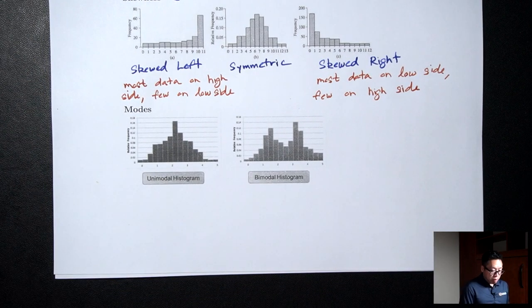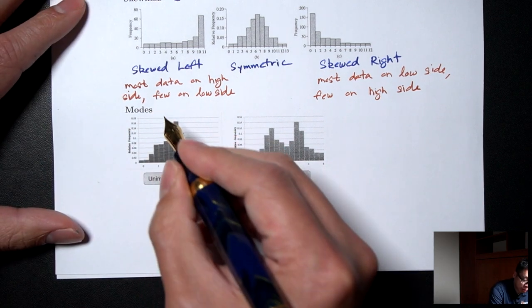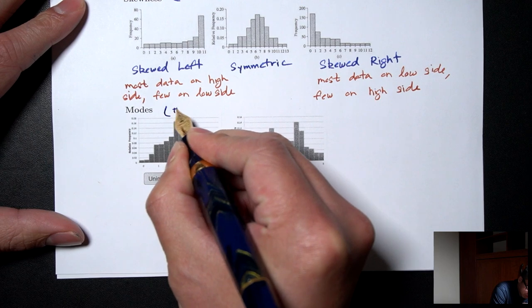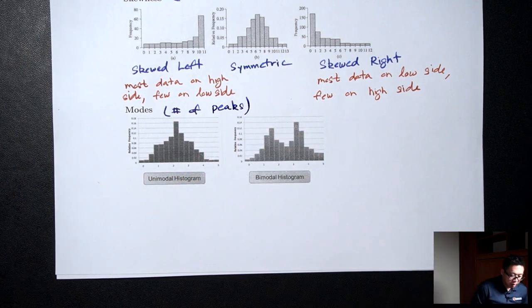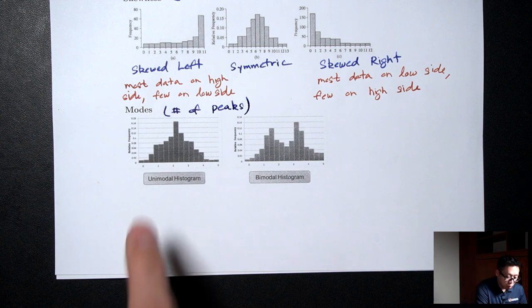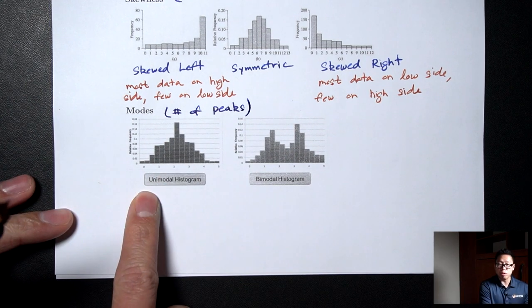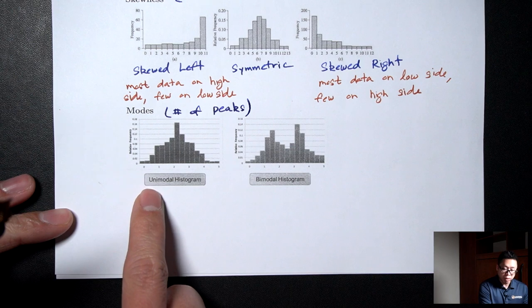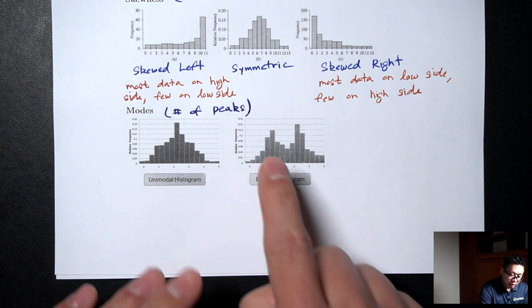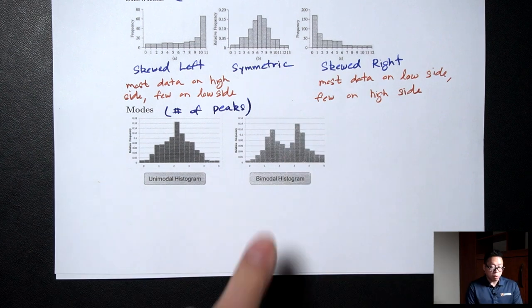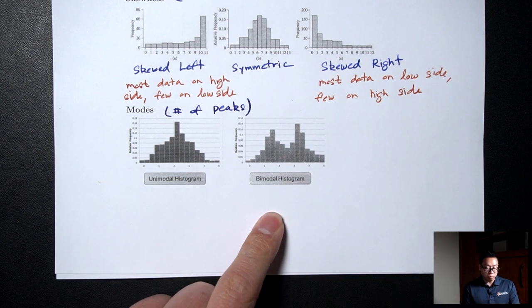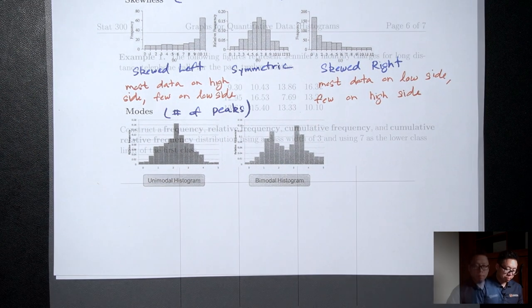Next vocabulary I want to talk about is modes. So modes refers to how many peaks, the number of peaks. First picture here, there's one peak. It's called unimodal. So uni meaning one, unimodal. Second picture, there's two peaks. So one right here, one right here. It's called bimodal. So bi meaning two, bimodal.